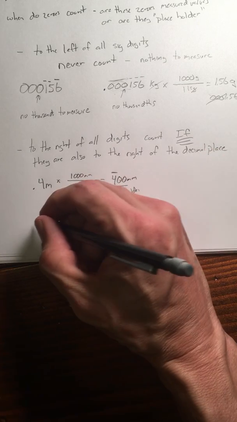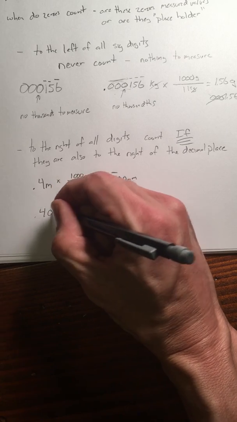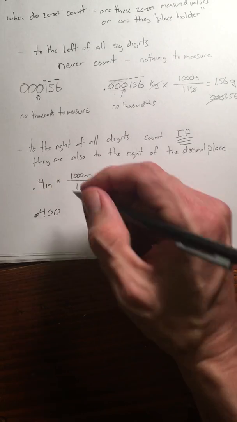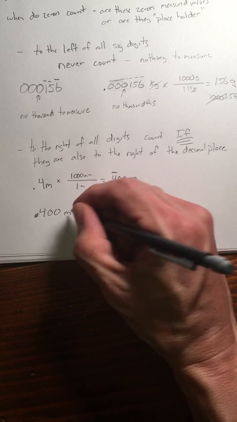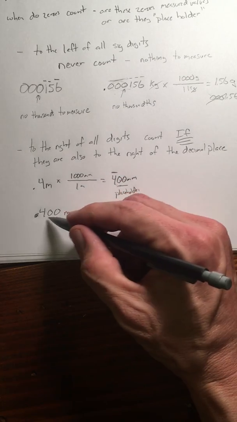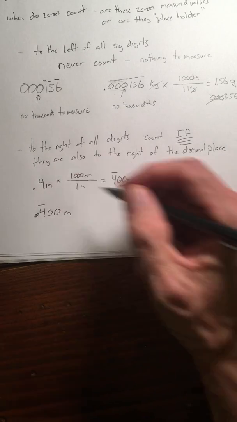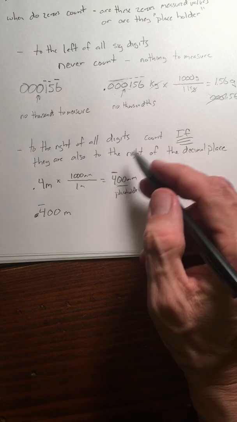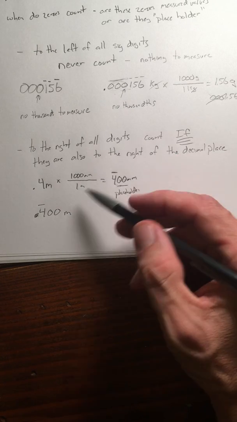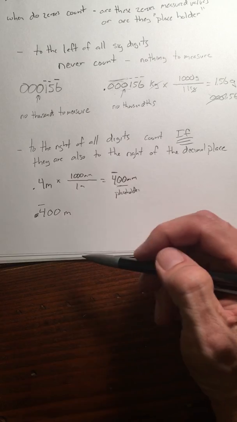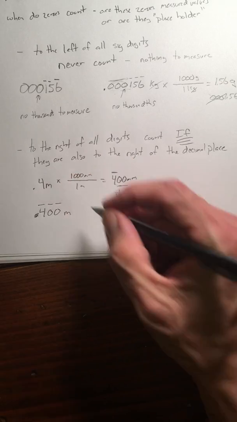But now, imagine that somebody had recorded a measurement as 0.4, so decimal point 400 meters. Okay. Why are these zeros here? The 4 is clearly significant, but these zeros, according to our rule, are also significant. They're to the right of the digits and to the right of the decimal place. Why do they count? Well, think about it.